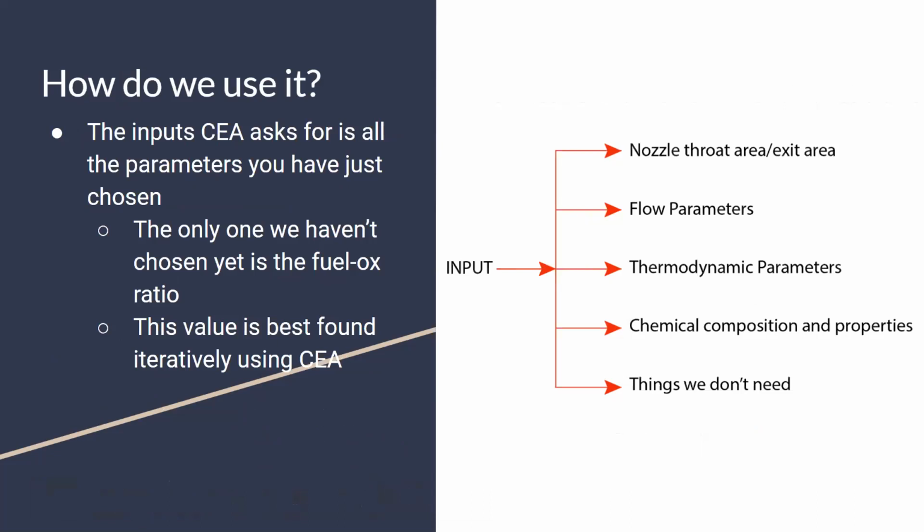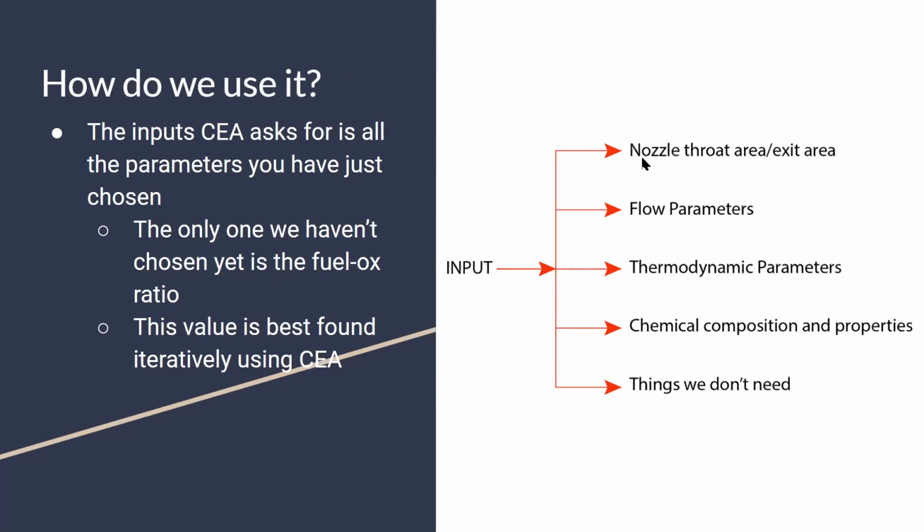So how are we going to use it? CEA is actually built for rocket engines. It doesn't just do the combustion analysis, it does it with the application of rocket engines in mind. Basically, all of the parameters we had you guys choose last week are the inputs for CEA. That's why we had you choose those last week. So we put those in, and it gets us a whole bunch of useful stuff.